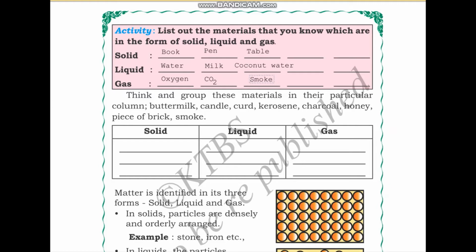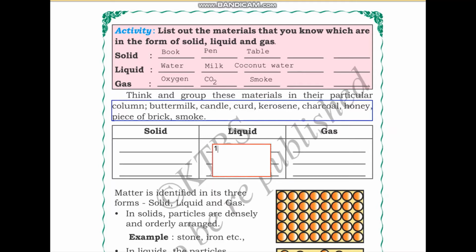Next, we have to think and group these materials in their particular column. So we have a list of materials that are given here. We have to think and group them into their particular column. Let us start with the buttermilk. So buttermilk you prepare from curd. Buttermilk takes the shape of the container. So we need to add it to the liquid part of the table. So let us add buttermilk to the liquid part.